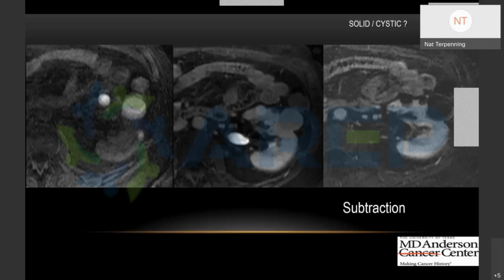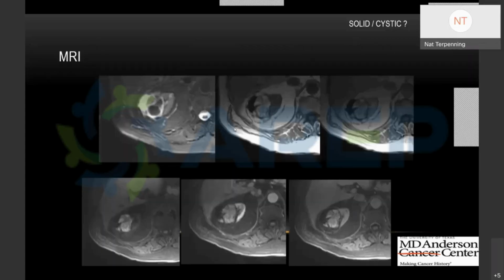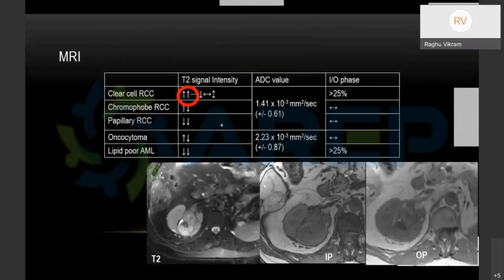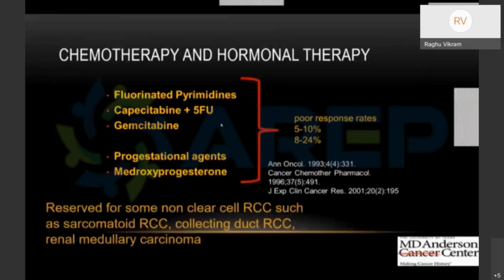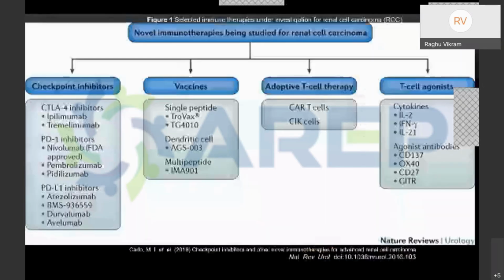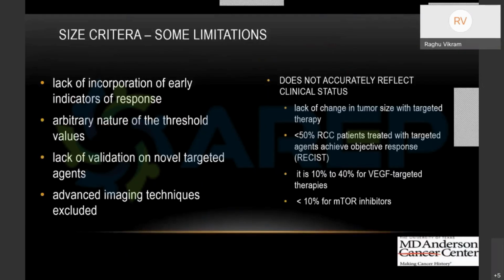I do have a few questions too. Is there any role of PET-CT in renal cell carcinoma? So the problem with PET-CT, let me go to a slide which I pushed. The problem with PET-CT is it's not very well studied. The reason is there is so much renal activity there.